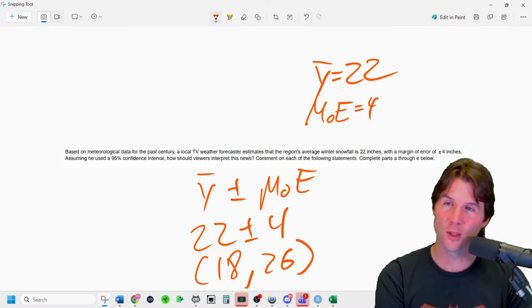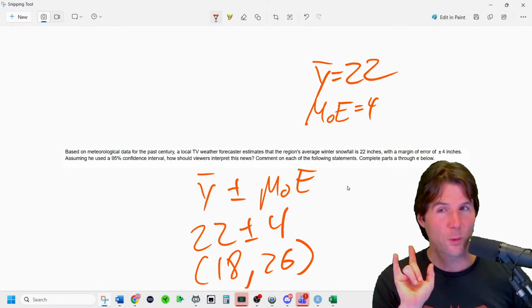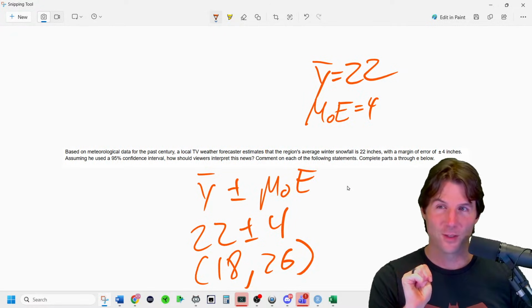You just add and subtract the margin of error. That's how we get the interval. So now we know the interval is 18 to 26. We want to interpret it. So how do we interpret it?